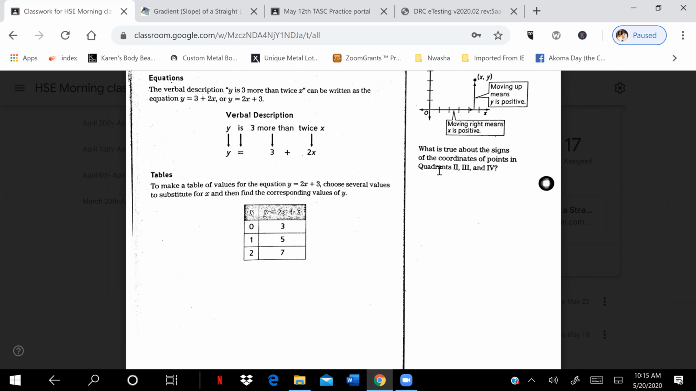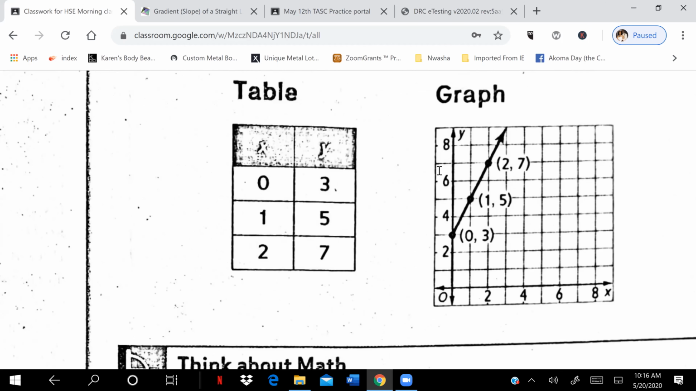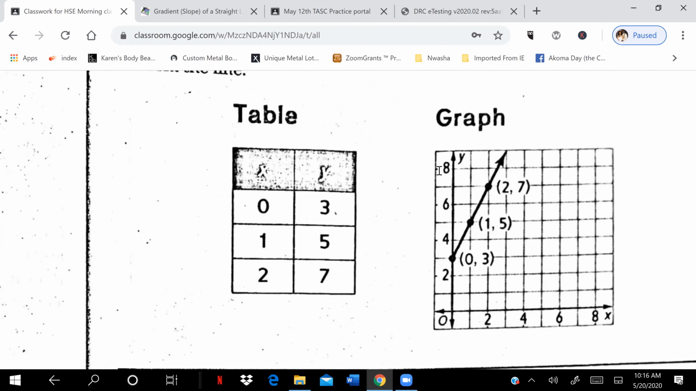So when they rewrote it, they have this table where it just has x and it just has y. There's no equation. So there's no y equals, but you can see the answer is still 3. So the representation of that is this graph: (0, 3), (1, 5), (2, 7). Those are all solutions to the equation.